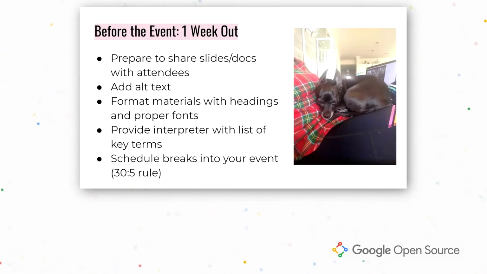Moving to 1 week out from the event. So this is really all about formatting your materials and preparing them so that they are optimized for accessibility. So the first thing you should do is prepare to share your slides or your documents or any visual aids with attendees. In some situations, it may not be possible to share these prior to the event, but if you can, you absolutely should. The reason that this is really helpful is for people who use screen readers.